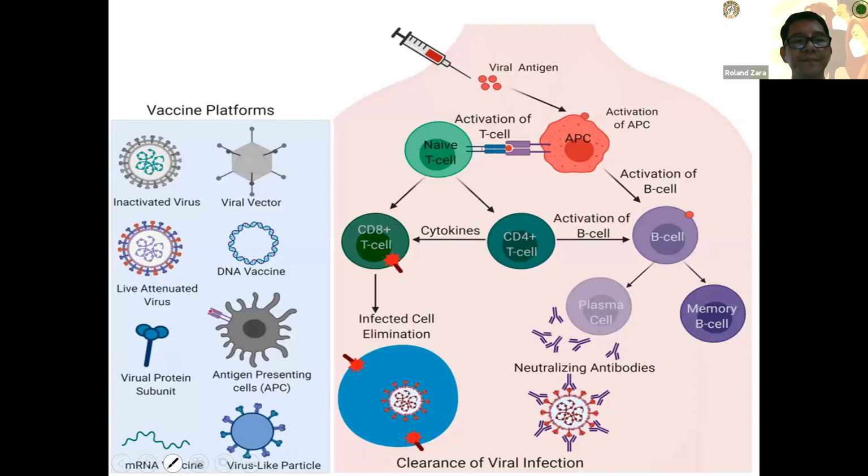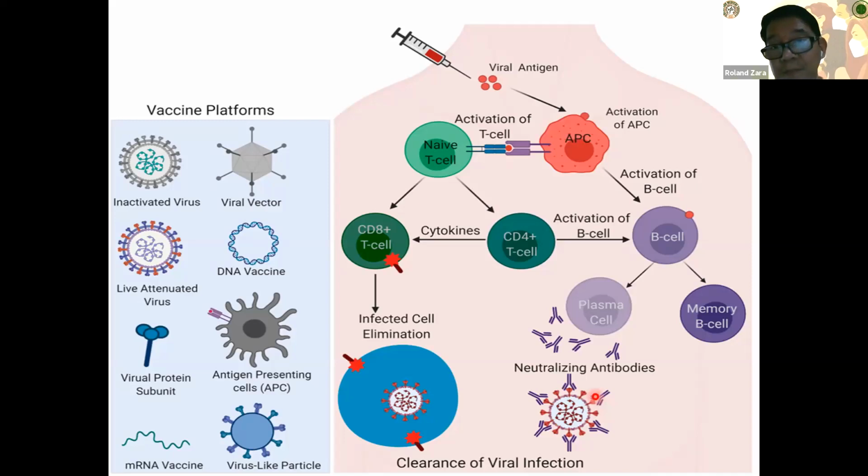So your helper T cells will activate the B lymphocytes. Once the B lymphocytes are activated, they produce your plasma cells, and your plasma cells produce antibodies, and the antibodies will neutralize the SARS-CoV-2 virus. They bind to the spike protein, so that the spike protein can no longer bind to the ACE2 receptor. And your B cells can also form the memory B cells.